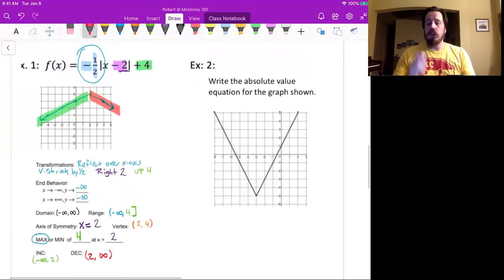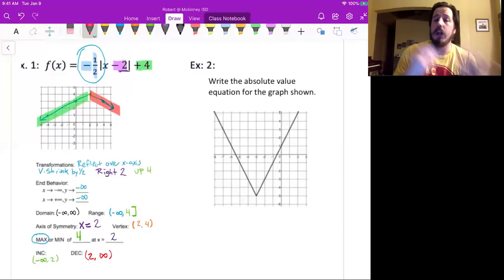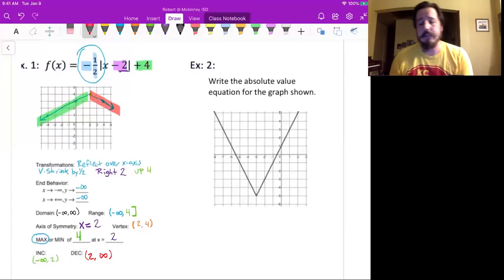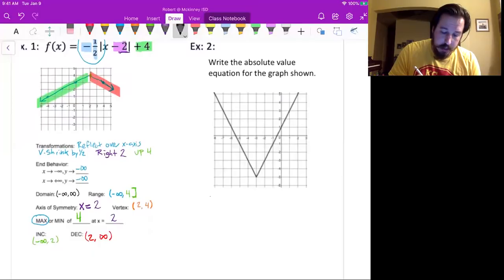Being able to look at the equation and pull all the pertinent information of our transformations and how that affects our graph characteristics is a big deal. We can go the other way as well, seeing the graph fully transformed and being able to piece it back to give us an equation. So that's what our second example wants of us. It wants us to write the absolute value equation for the graph shown. So let me start by getting the y equals there and also getting that absolute value bar set up.